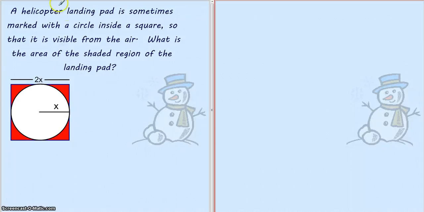Okay, for our third word problem, we're going to combine a little bit of our geometric shape part into a word problem. Again, this is called a contextual problem because it's talking about real context. So let's go ahead and read through it.